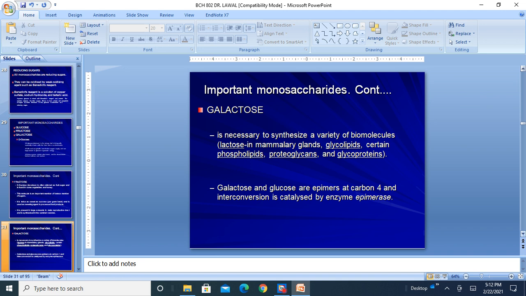Galactose, on the other hand, is necessary to synthesize a variety of biomolecules such as lactose in mammary glands, and certain phospholipids, proteoglycans, and the rest. Galactose and glucose, as I mentioned earlier, are epimers at carbon 4, and their interconversion can be catalyzed by the enzyme epimerase.